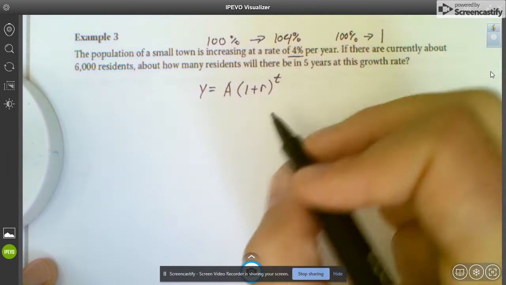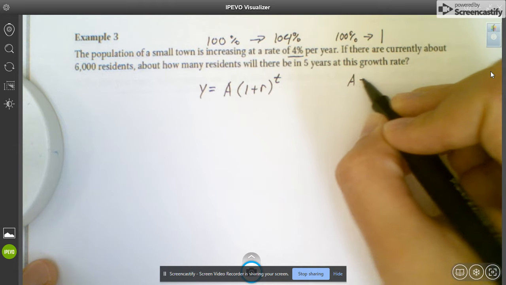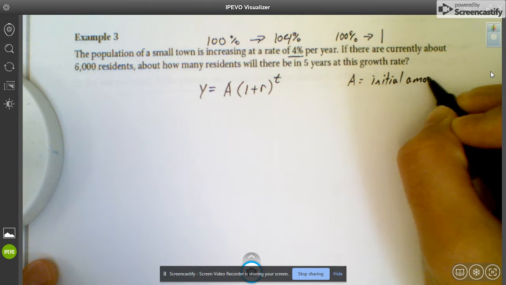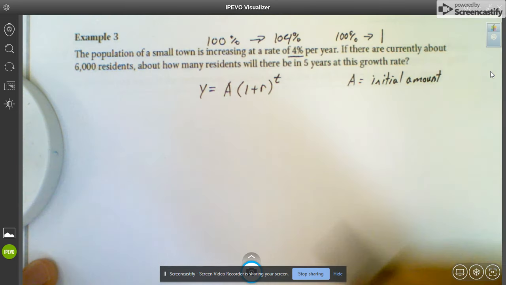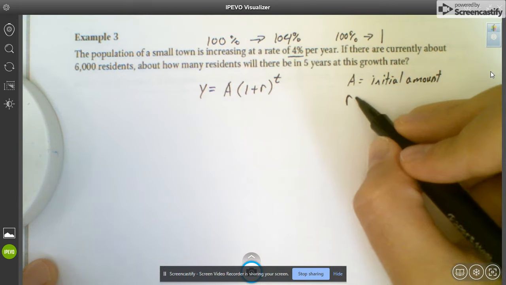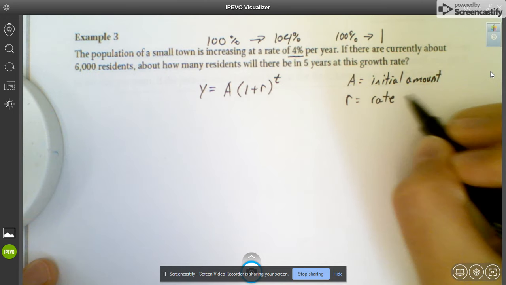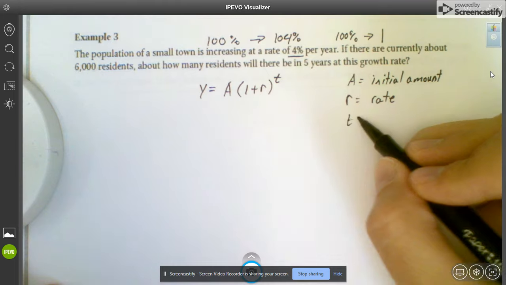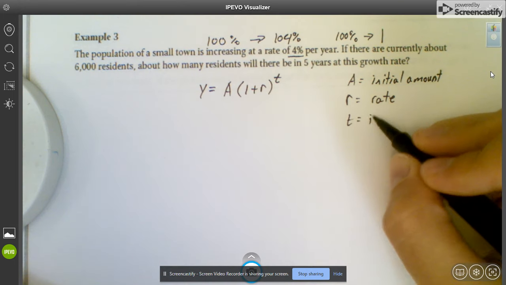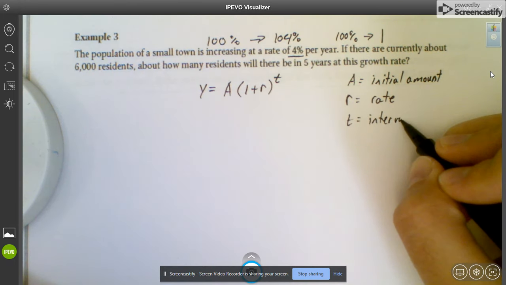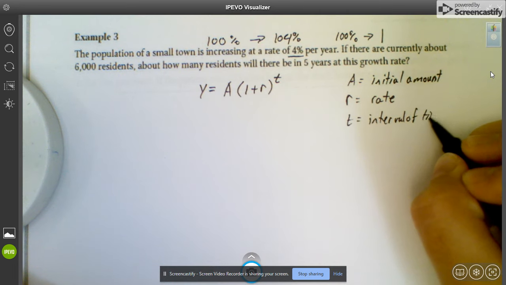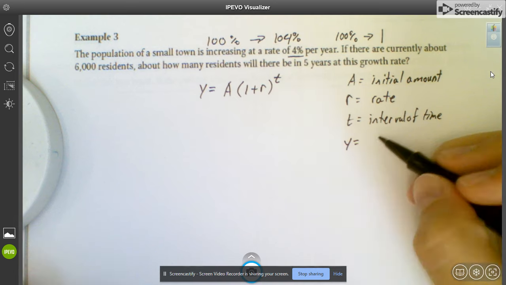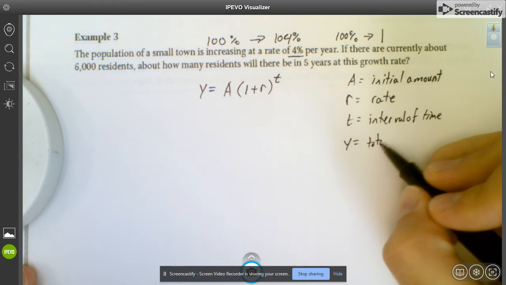So, again, A is your initial amount, the stuff you started with. R is your rate, so growth or decay, still a rate. And then T is your, remember, interval of time. Okay, and then of course Y is the final amount, or the total, right? The total that you end up with.